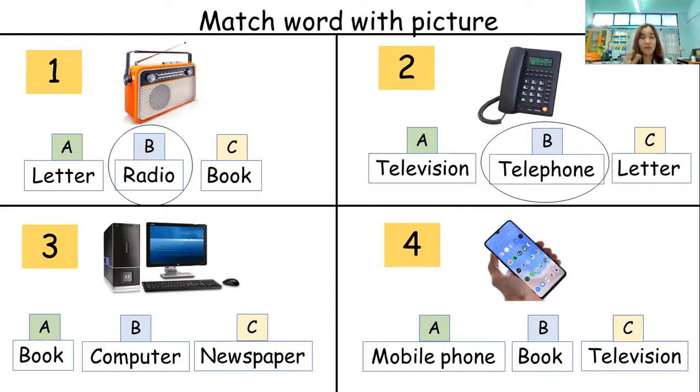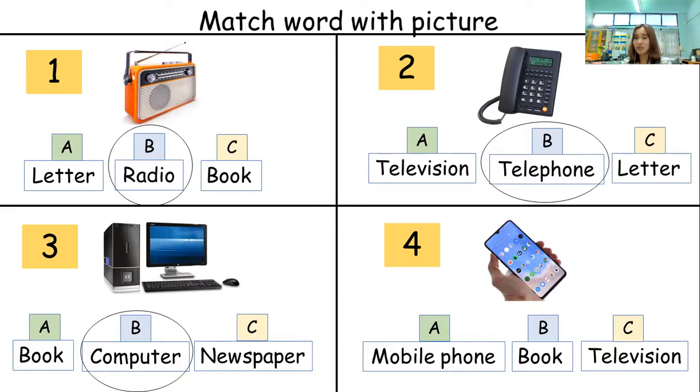Let's proceed to number 3. What is that? Letter A, book. B, computer, or letter C, newspaper? Your answer is B. What is letter B? Computer. Okay, let's check. Very good. The correct answer is letter B, computer.